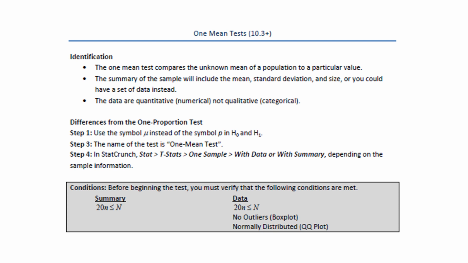Think about the question you would ask to gather the data. Think about the kind of answers you'd get back. Are they numerical or categorical? If they're numerical, we're probably talking about a one mean test.